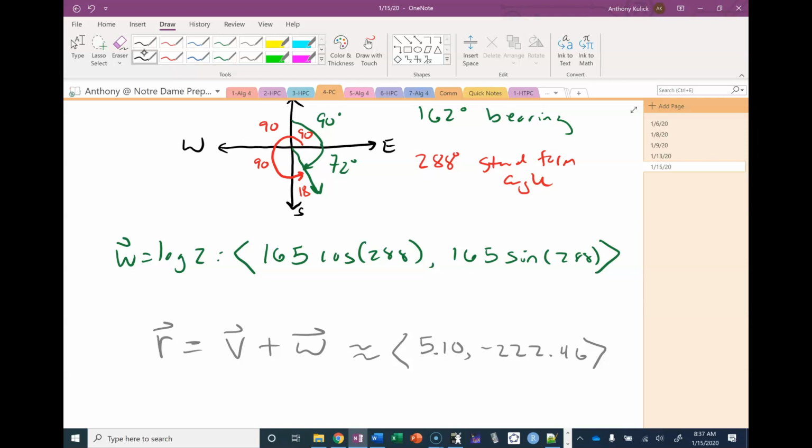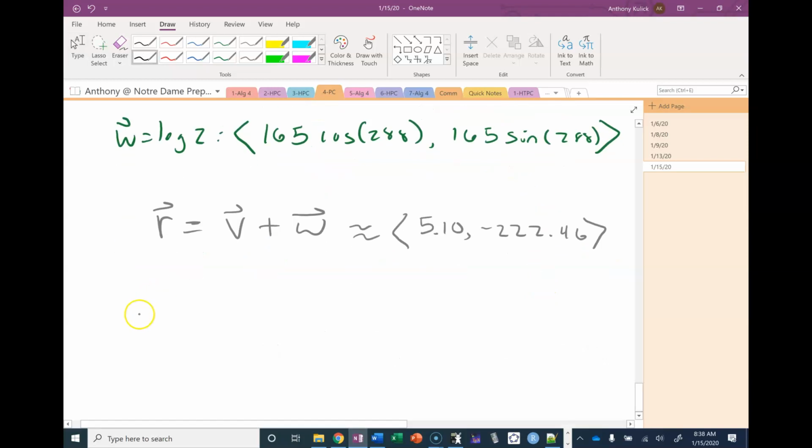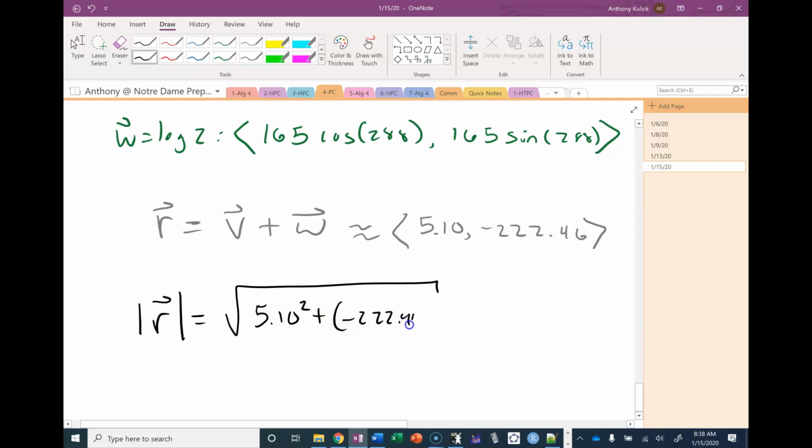What I'm going to do now is take this component form vector for the resultant and convert it back into a magnitude and direction vector, just like we did in those last 3 problems on the previous worksheet. So to calculate the magnitude for vector r, the square root of 510 squared plus negative 222.46 squared, which comes out to be about 222.51 nautical miles. So there's the distance we are from the port.